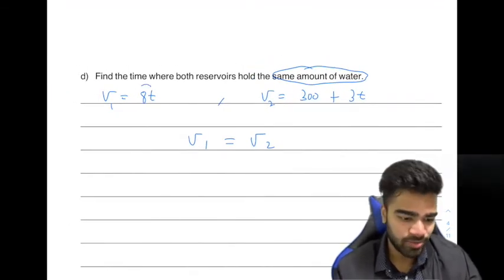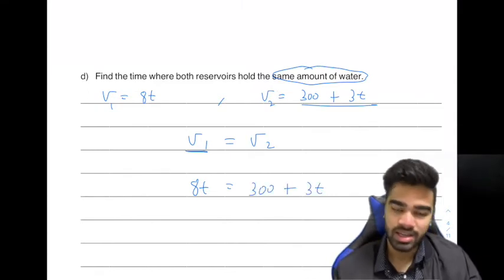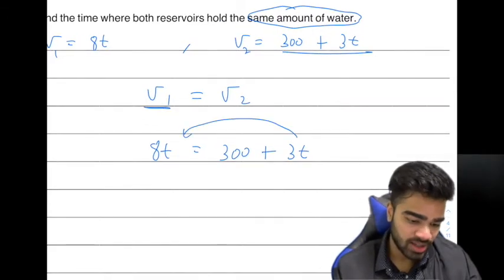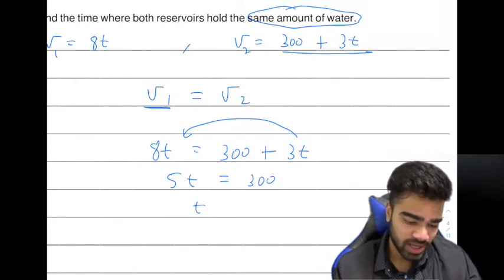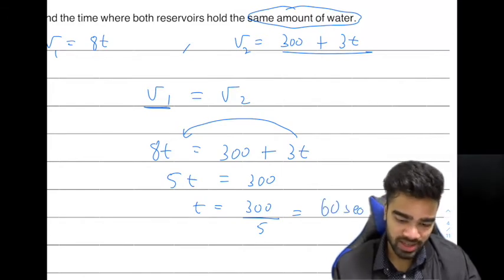Well, where do we get time from? Well, I know that V1 is equal to 8t, so I can replace this with 8t. And I know that V2 is equal to this whole thing, is equal to 300 plus 3t. From here, I just need to solve for time. So if I take 3t to the other side by subtracting, I'm going to have 5t is equal to 300. And t is equal to 300 divided by 5, which is 60. 60 seconds, right? 60 seconds.